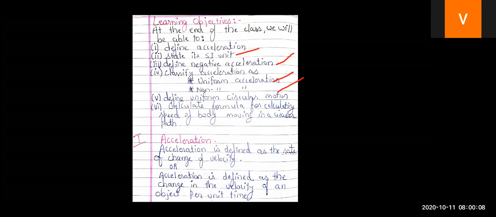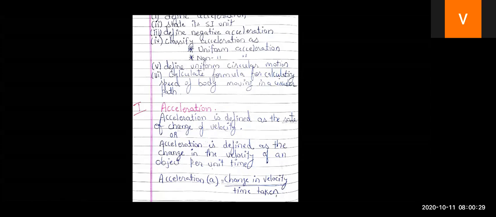And then, children, we are going to study about uniform circular motion. And after that, we are going to derive a formula for calculating speed in a uniform circular motion. Right, children? So let's start with the term acceleration.